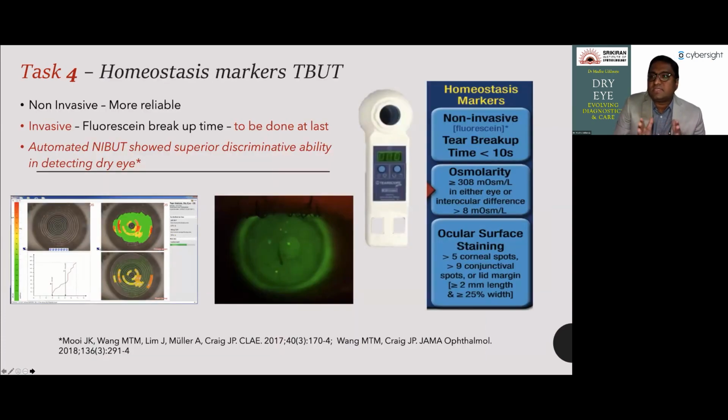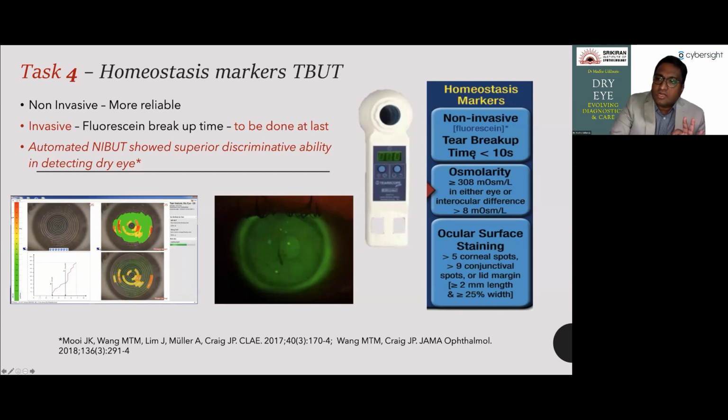Task four, as I have told you, is the important test, or the basic test, we have to perform to confirm whether there is a break in the tear film homeostasis. As you have seen here, the first box is the non-invasive tear breakup time, which is the preferred one, because all the recent studies tell that fluorescein is not as reliable as the non-invasive tear breakup time. In the same way, automated non-invasive TBUT has a superior discriminative ability in detecting dry eye, according to a study by Muji et al. in JAMA Ophthalmology. So it is not a compulsion that you do all the three tests. In this slide, I am confining myself only to the tear breakup time. If at all you have to do a fluorescein test, please do it last.